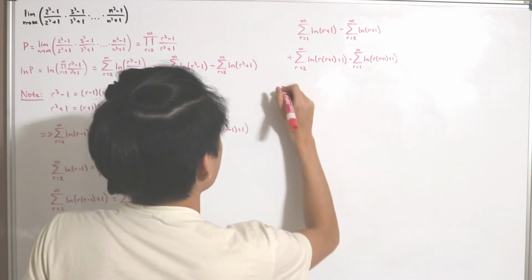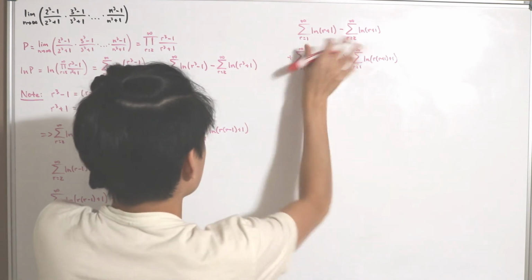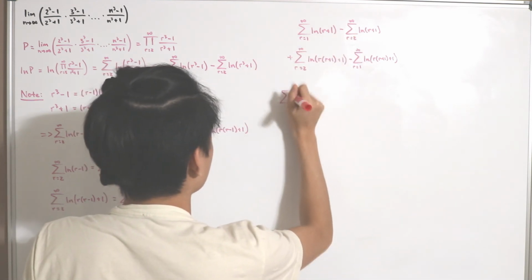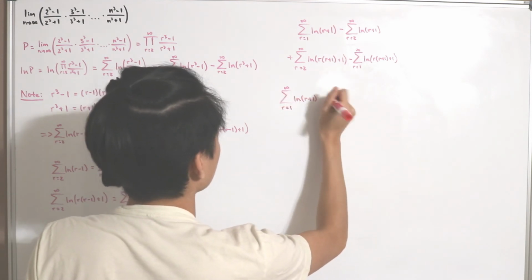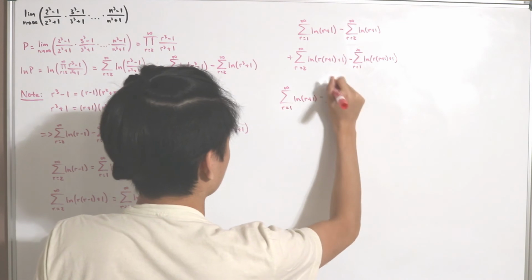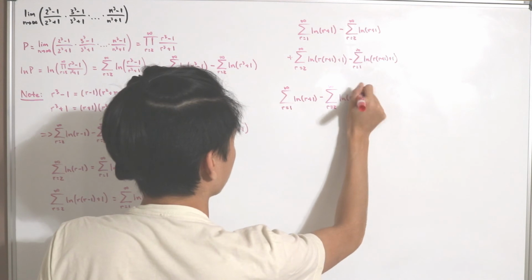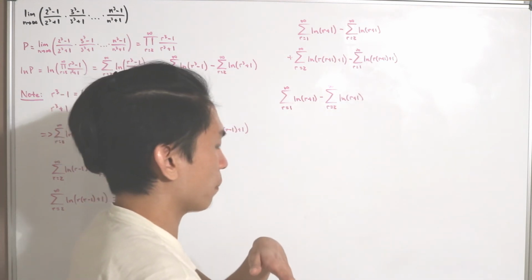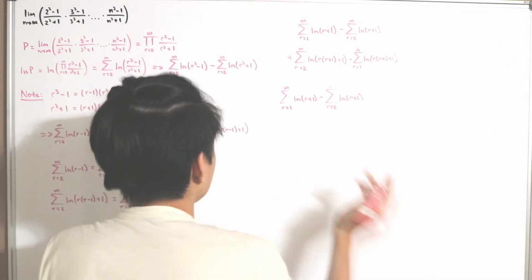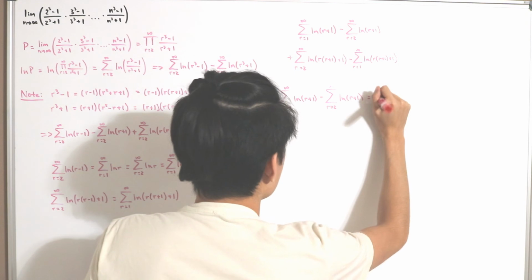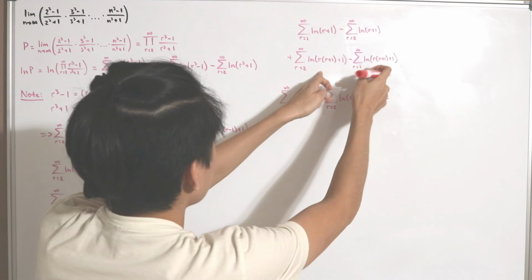So let me write it like this. Let's just focus on these two summations. To reiterate, the sum from r equals 1 of ln of r plus 1, and then subtract the sum from r equals 2 of ln of r plus 1. Again, with the concept of telescoping series, the terms cancel out. Really, we only have to evaluate when r is equal to 1 of ln of r plus 1, which is just equal to ln of 2. Okay, now the same thing can apply here.